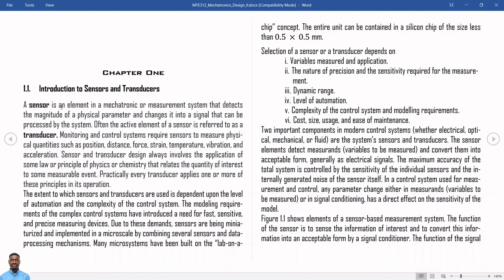The physical parameter here can be temperature, pressure, soil moisture content, or the weight of a certain article, using a load cell as a sensor in that case. So the sensor detects the magnitude of that physical parameter, and it goes on to change that detected magnitude into a signal that can be processed by the system.